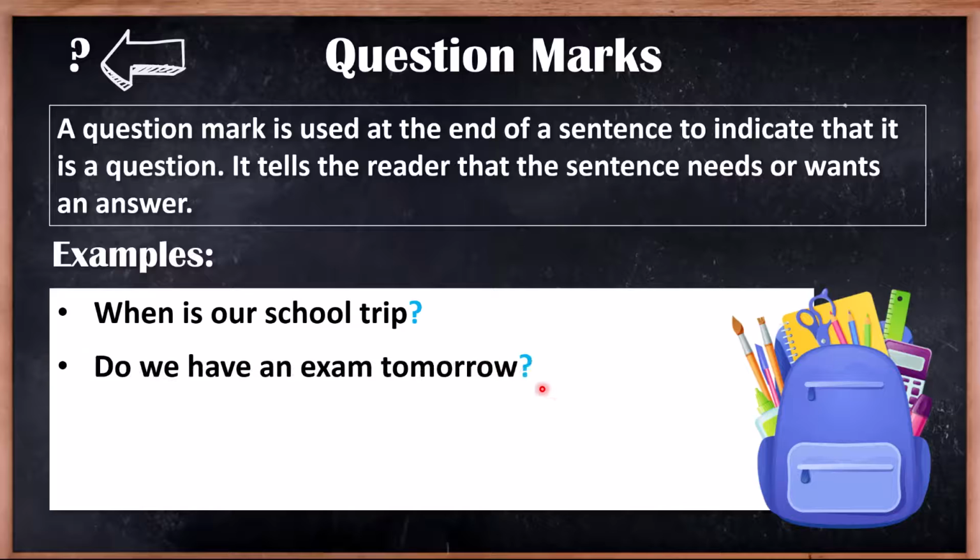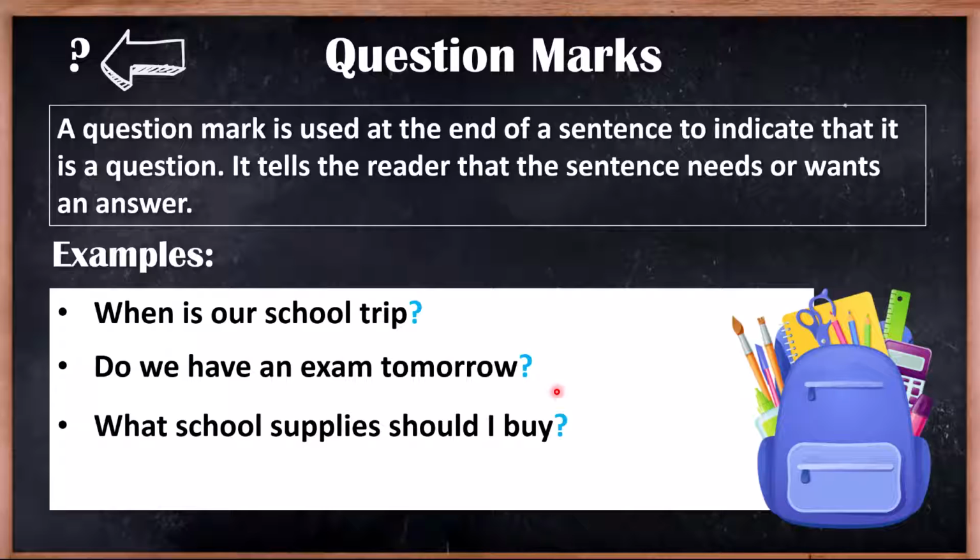Do we have an exam tomorrow? Question mark. Again, this question wants or seeks an answer. Yes, we do, or no, we don't. What school supplies should I buy? Can I go to the library? So we use question marks at the end of interrogative sentences when we want an answer. It could be a yes or no answer, or an answer with more information.